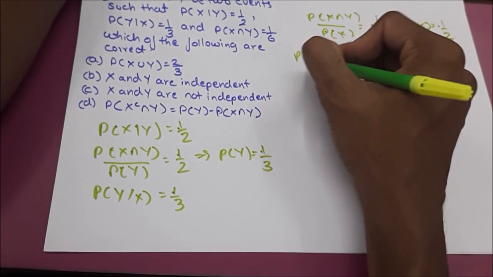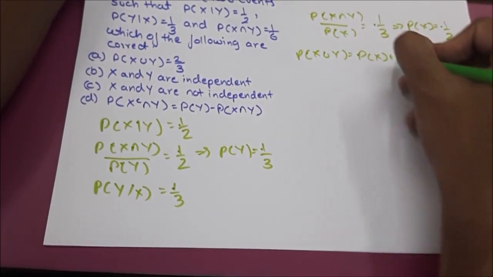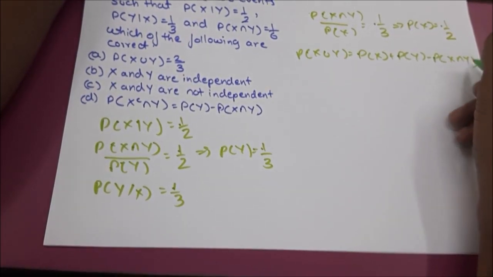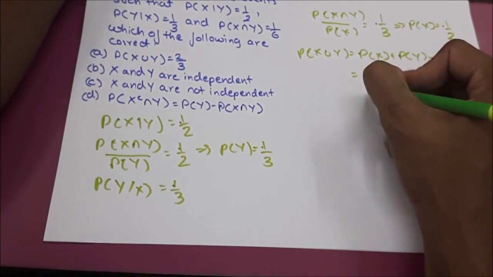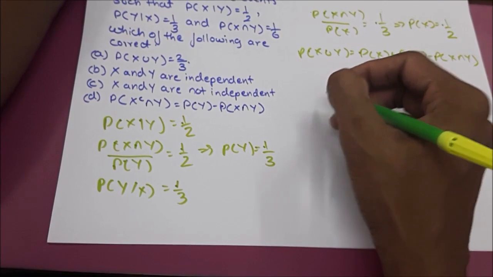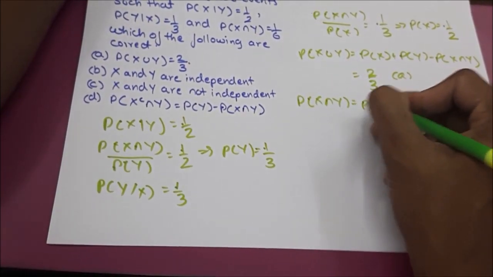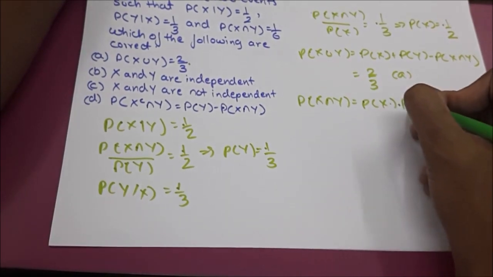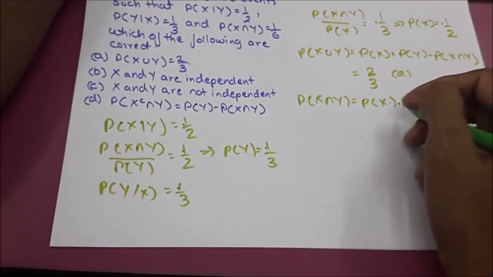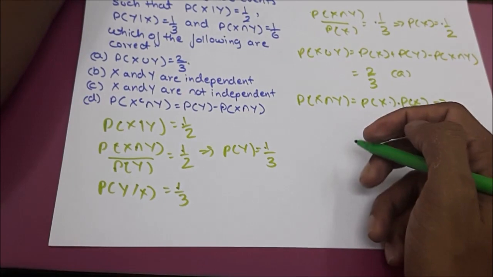So probability of x union y is equal to probability of x plus probability of y minus probability of x intersection y, which is equal to 2 by 3, where we can say A is the correct answer. For probability of x intersection y equal to probability of x into probability of y, x and y are independent, so we can say B is the correct answer.